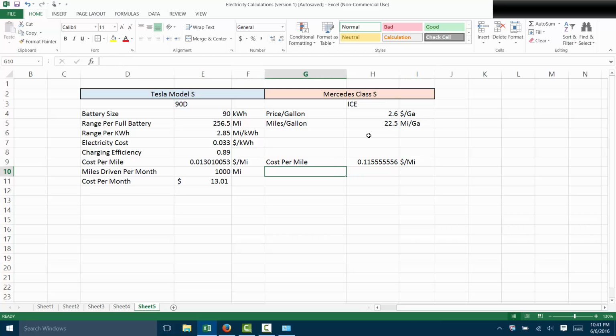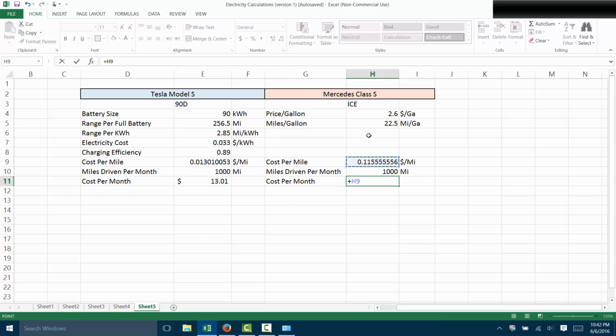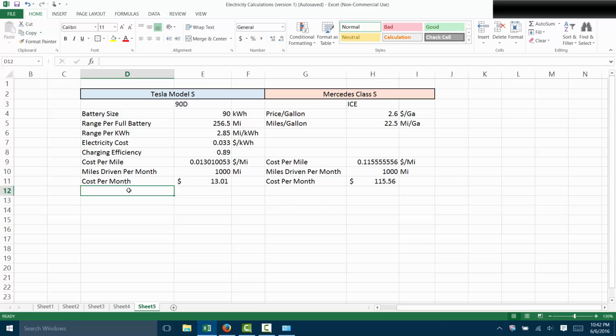Okay, so miles driven per month. We're going to say that's going to be the same number here. So we're going to keep those the same. And then we are ready to calculate the cost of driving the gas car. Cost per month, and that's going to be multiplying the cost per mile times the miles driven per month. And that is a very large number compared to the Tesla. That is $115.